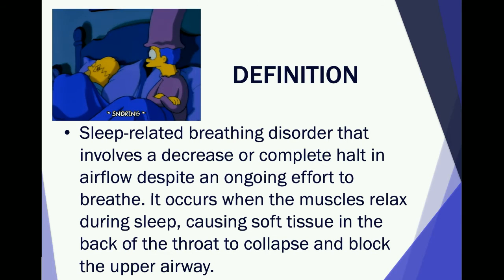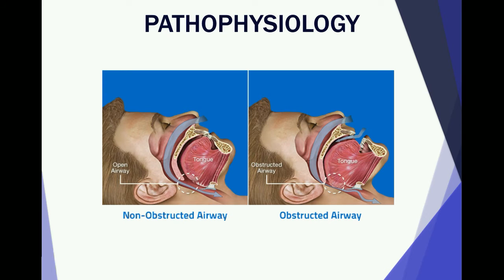So what's the definition of obstructive sleep apnea? It's a sleep-related breathing disorder that involves a decrease or complete halt in airflow. It's not that there's no effort to breathe, but rather when the muscles relax during sleep, they cause soft tissue in the back of the throat to collapse, and that blocks the upper airway. Here's an image just to give you a general idea.